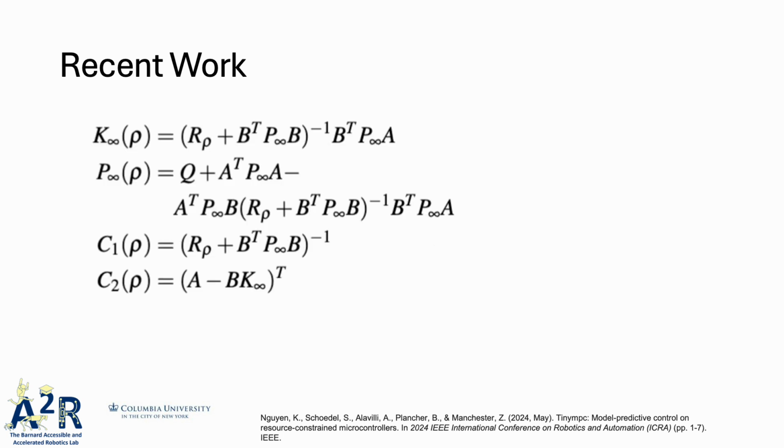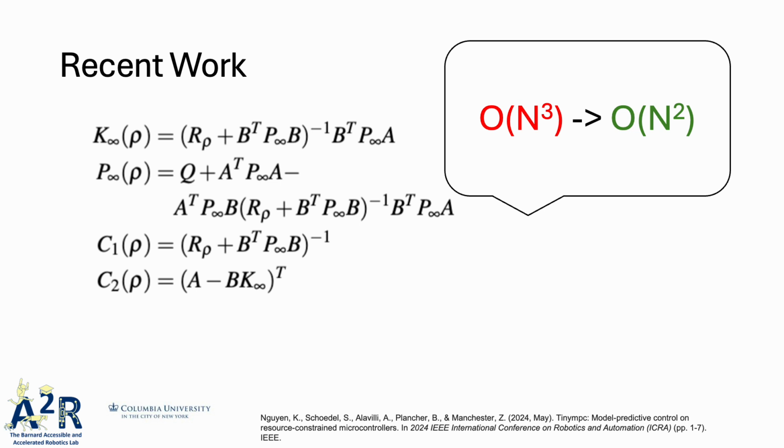TinyMPC identified that for long enough horizons, the Riccati recursion converges to the infinite horizon solution. By pre-computing the steady-state cost matrix P infinity, the infinite horizon gain K infinity, C1 and C2, we can dramatically speed up this process through caching. This enables us to reduce computational complexity from n cubed to n squared.